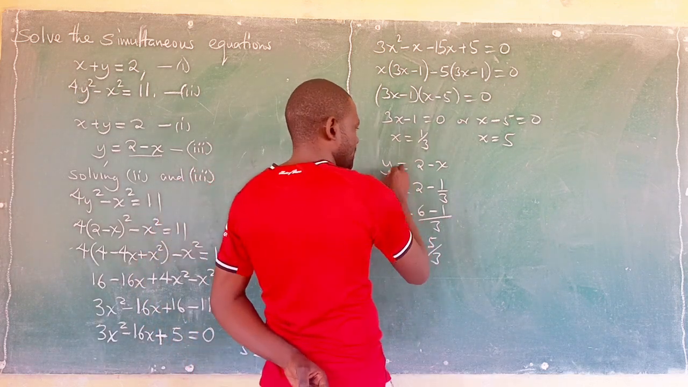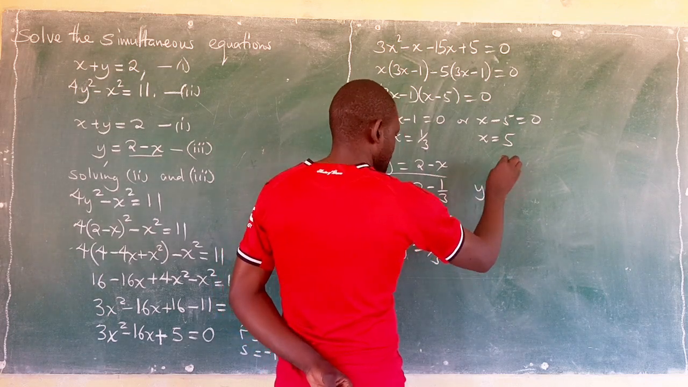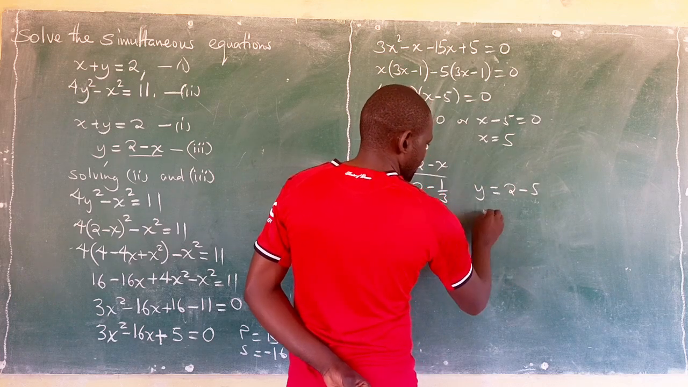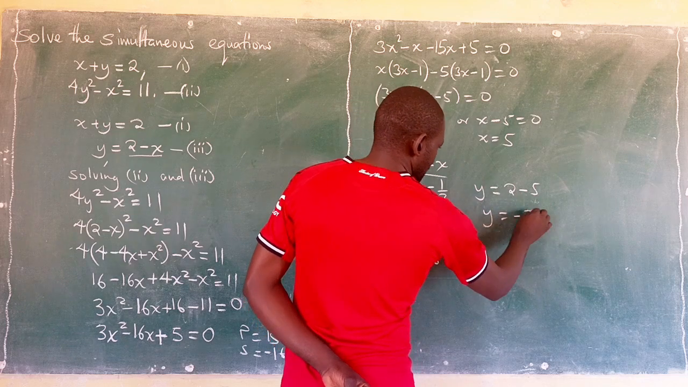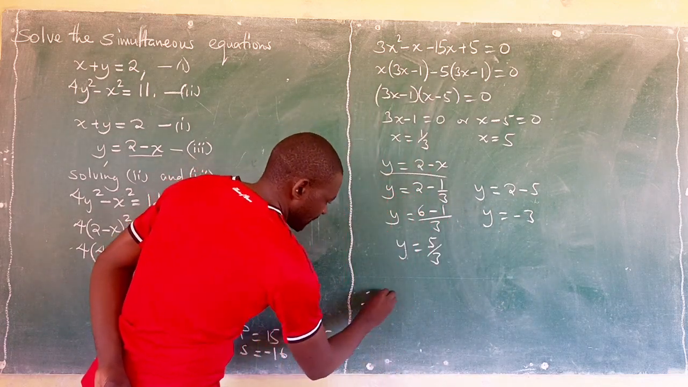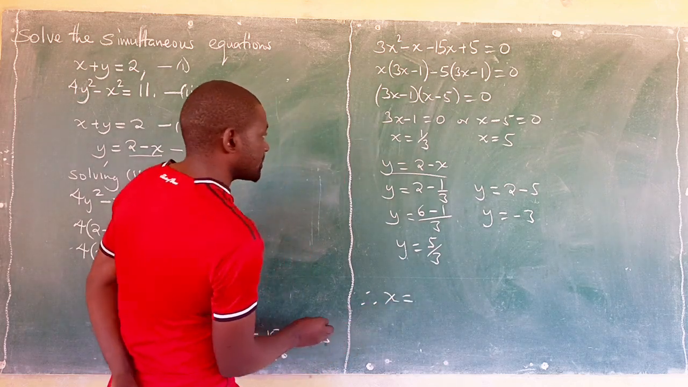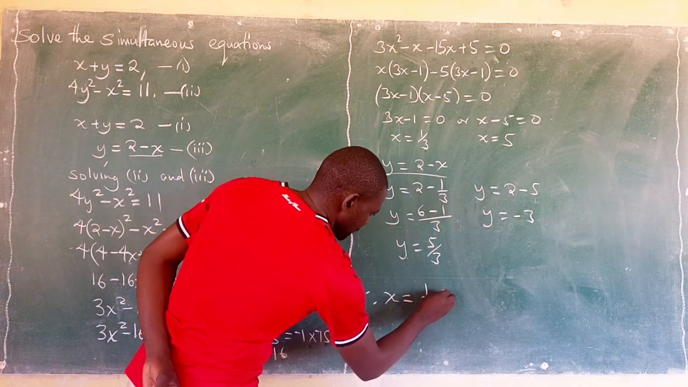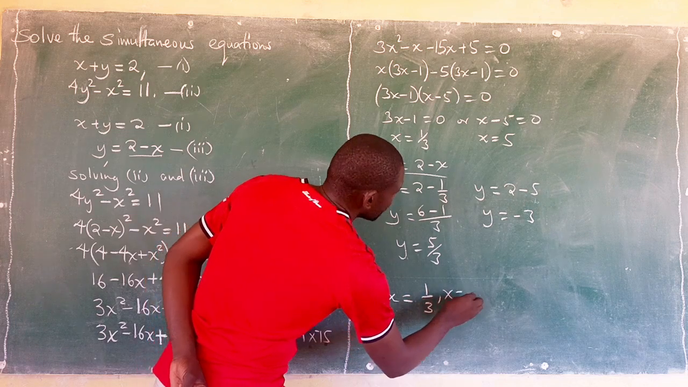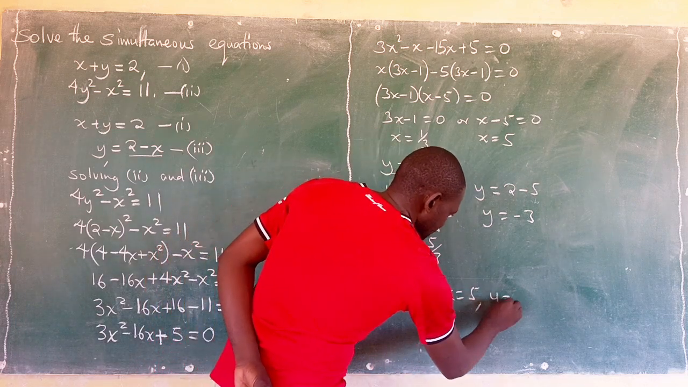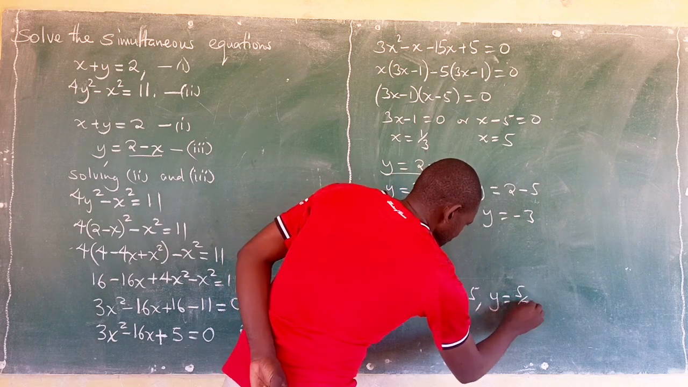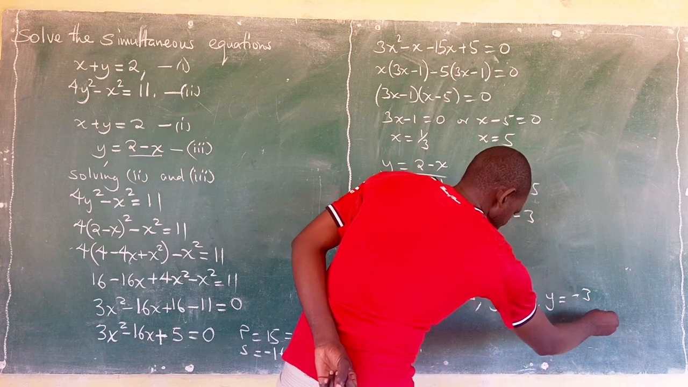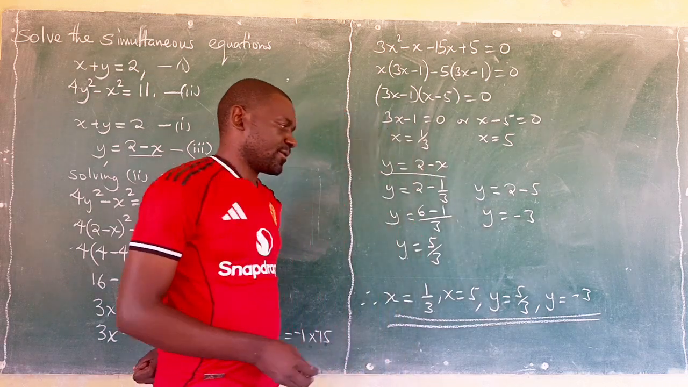And then if we substitute in the same one, if we substitute 5, that gives us the 2 minus x, where x is 5, y will simply be equal to -3. And therefore, x is simply equal to 1 over 3, we also have 5, and then y, we have 5 over 3, and the other value is -3. So these are the answers for this question.